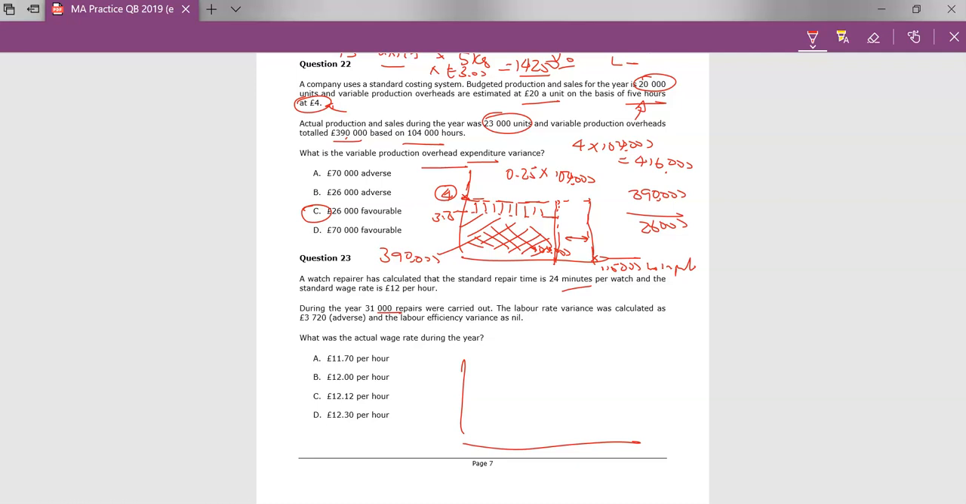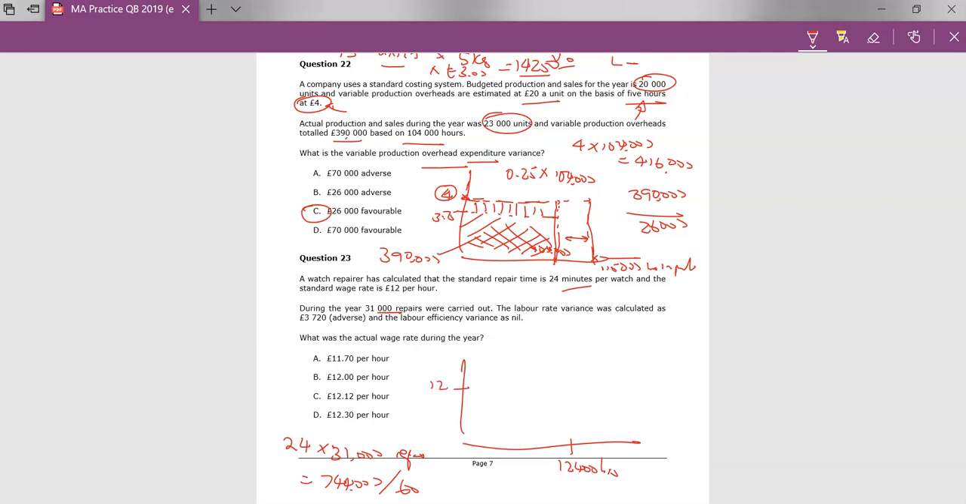And that's 744,000. So you should be spending 24 minutes times 31,000 repairs. That's what I expect you to spend. And that's 744,000 minutes. I'm just going to divide that and turn that into hours just because it's more convenient. So you should be spending 12,400 hours. That's what you should be spending. And it tells us that you should spend at £12 an hour.